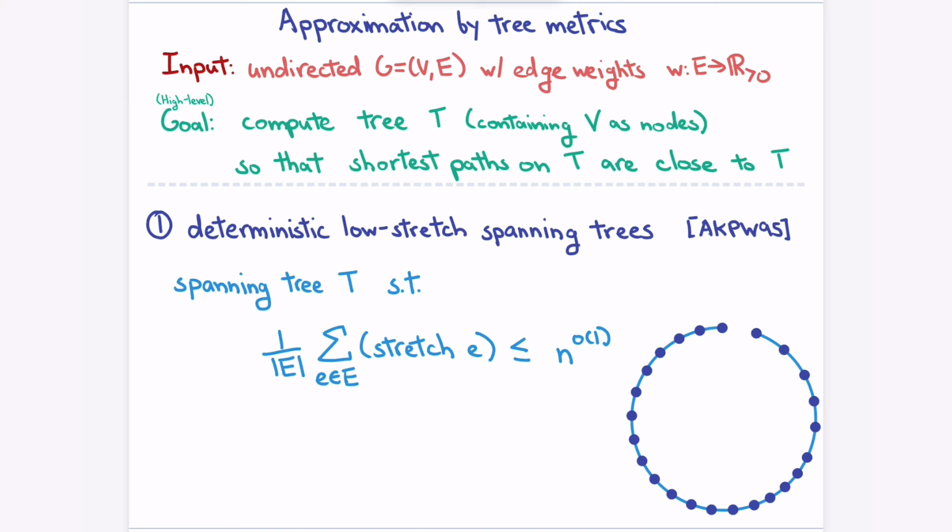Yeah, summing up over the edges in the initial graph, not summing up over all pairs, and averaging. This is supposed to be n to the little o of 1. So it's like n to the 1 over log n or something kind of weird. Or maybe log n over log n. So that's one thing.